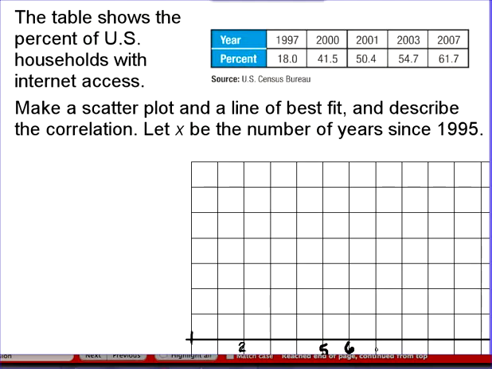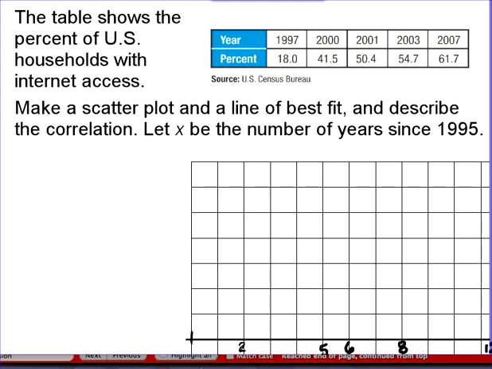6. Where would 2003 be? 8. And where would 2007 be? 12. Oh, I'm going to run out of room. So anyway, we'll put 12 over here. Okay, we'll fit it in there on the end.